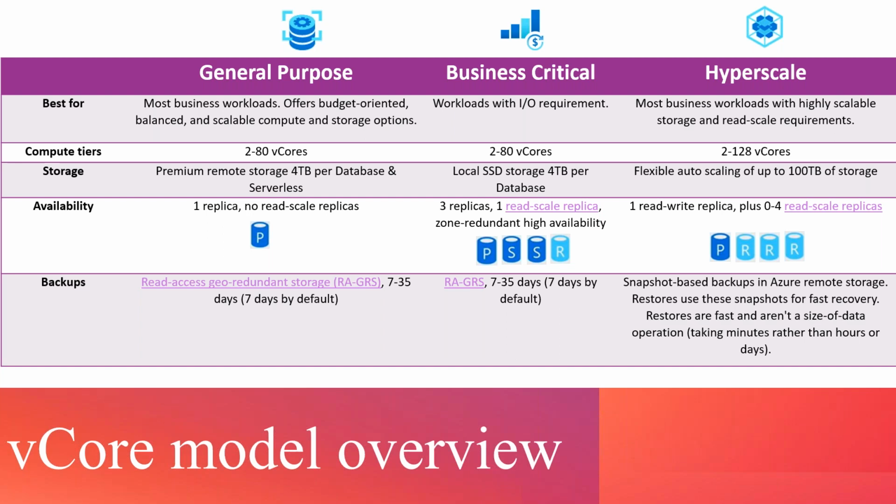Till now, in my experience, we have never used hyperscale. It's a bit costly service, so we mostly go for general purpose. In a couple of scenarios, we also go for business critical, if the application team wants very low latency. Clear? Not clear, everyone?